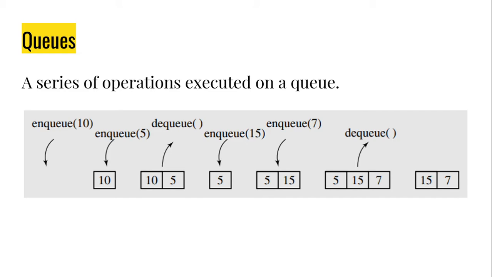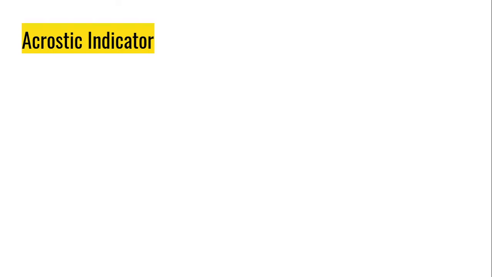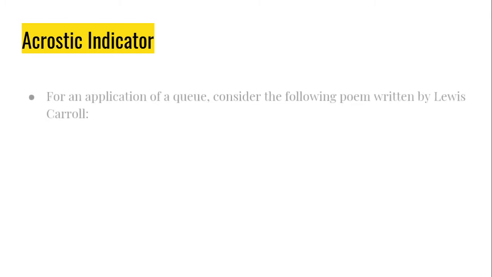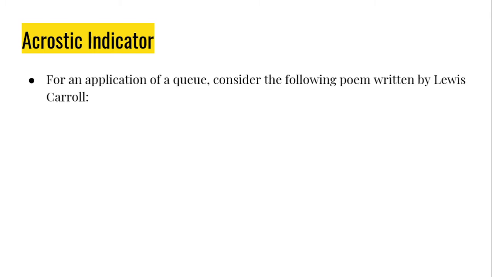However, in a stack, you push the element on top of the list and you pop elements also at the top of the list. An algorithm that is popular in implementing queues is the acrostic indicator algorithm. It is an application of queues wherein we consider the poem written by Lewis Carroll.